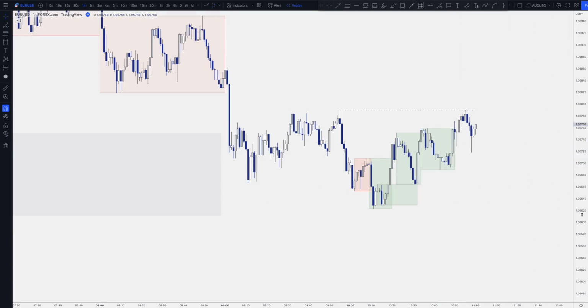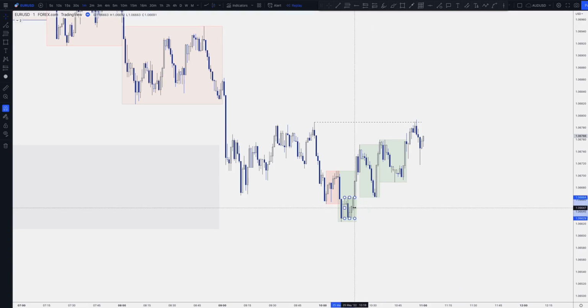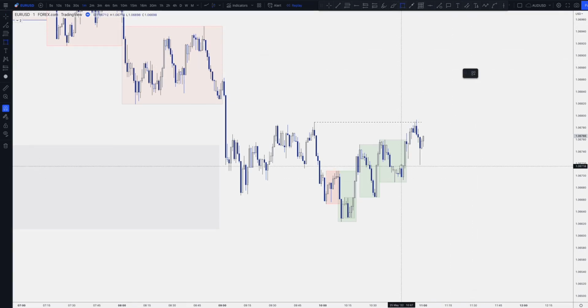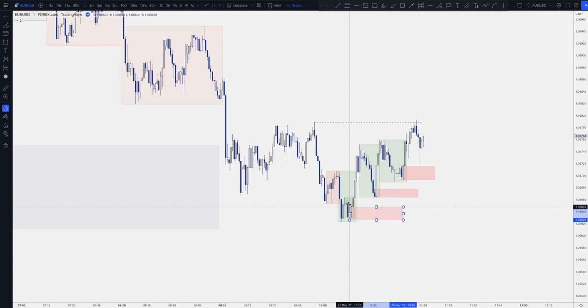M15 CHoCH, right? Now, if you're going to look for longs and you didn't have all of this drawn on, typically, there's kind of three levels in terms of POIs on the M1 that you could look at. So let's draw those on first. So you've got this level here. You've got this unmitigated level here. And then you've got this unmitigated level here.